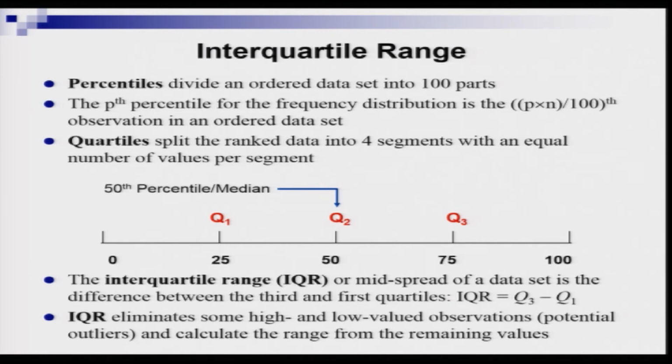The interquartile range, IQR, is also called the midspread of a data set, and it is the difference between the third and the first quartile, so Q3 minus Q1. IQR eliminates some high and low valued observations, which could be potential outliers in the data, and calculates the range from the remaining values. What is an outlier? We will discuss this later.